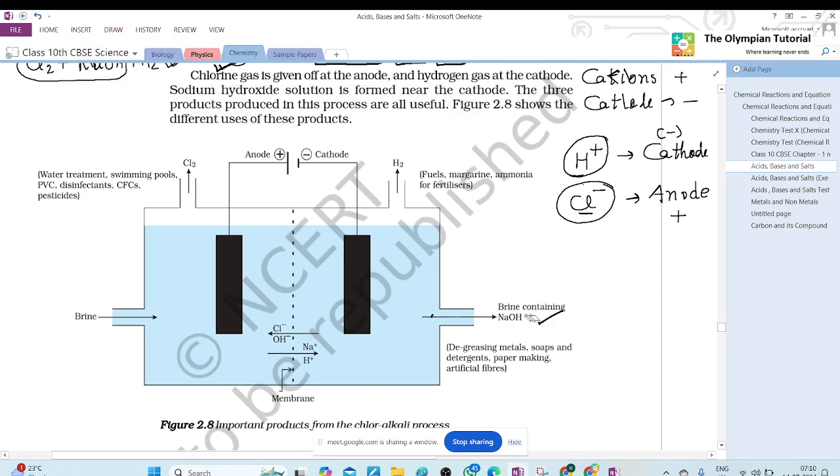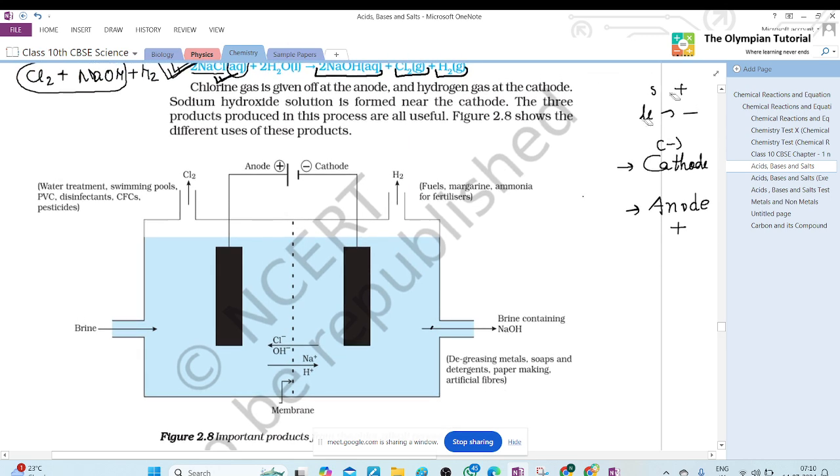You can see the diagram here. So what is brine solution? Who will tell me?